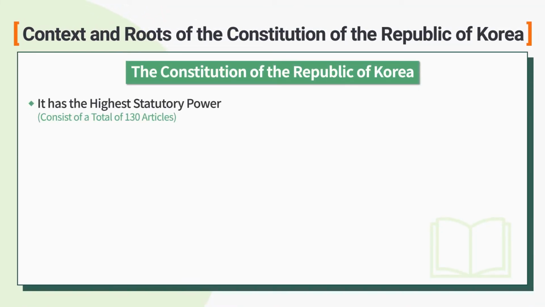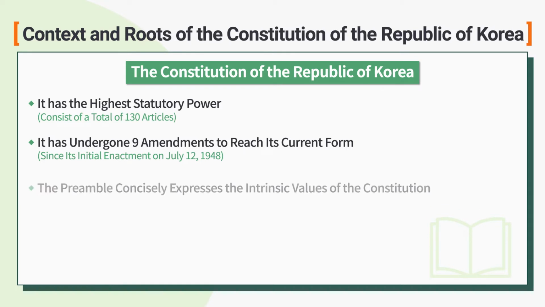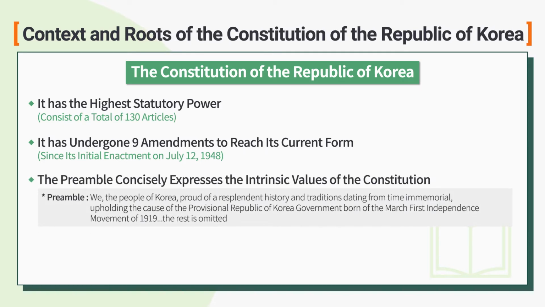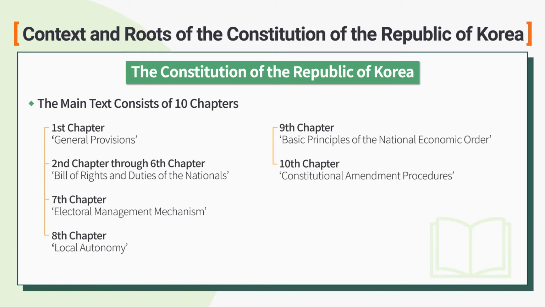This code of laws, consisting of a total of 130 articles, encapsulates the highest statutory power. Since its initial enactment on July 12, 1948, it has undergone 9 amendments to reach its current form. The preamble, like the preface of a book, concisely expresses the intrinsic values of the Constitution. The main text consists of 10 chapters with the main contents as follows.